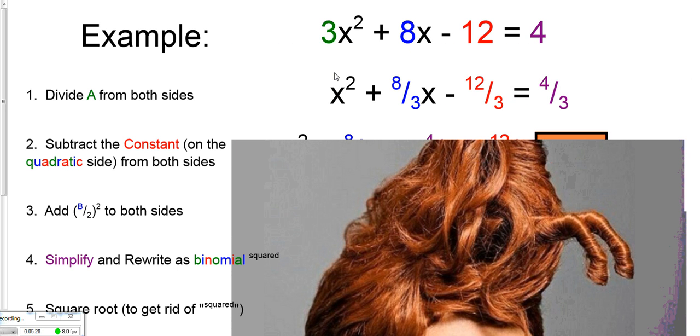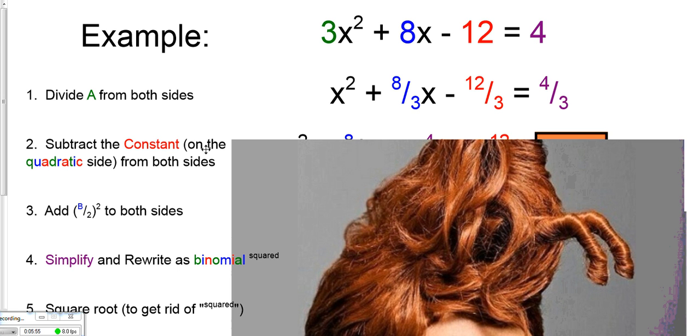First step, divide a from both sides. All of these terms are being divided by 3. 3 goes away for this one. We call this now 8/3 times x. We call this now 12/3 and 4/3. Now I know that 12 divided by 3 is 4, so I could call this 4 if I wanted to. I'm going to leave it as 12/3, and I'll show you why.